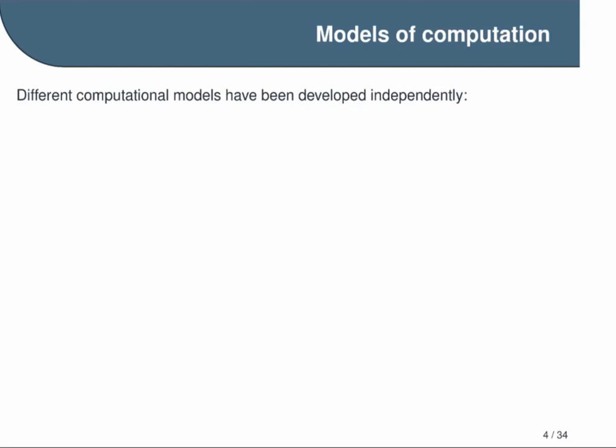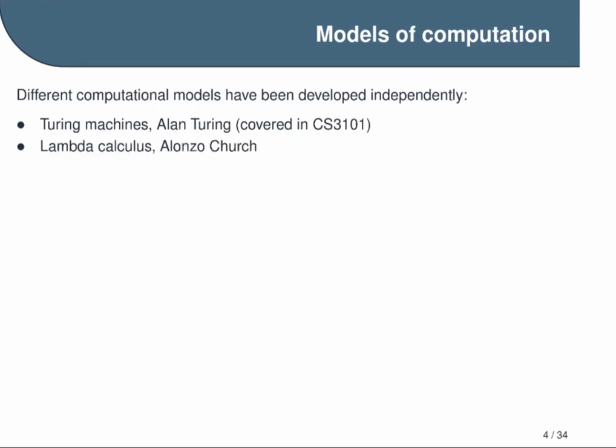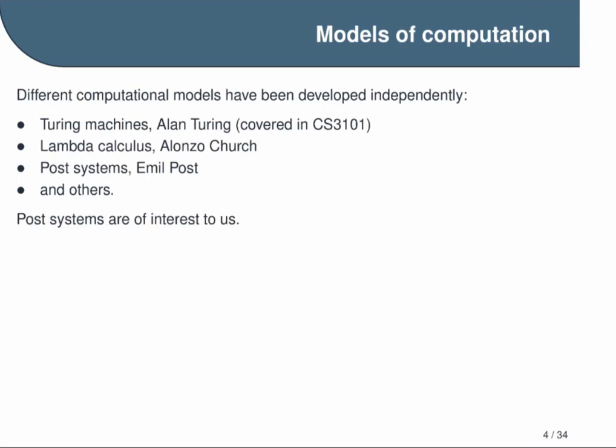There are a number of different models of computation out there that have been developed independently and are equivalent. One of them is Turing machines, developed by Alan Turing. Another one is the lambda calculus, developed by Alonzo Church. And then post systems, which we're introducing now, are also a model of computation. They were developed by Emil Post. And then there are other models of computation out there. So we'll talk a little bit later about what it means for something to be a model of computation.